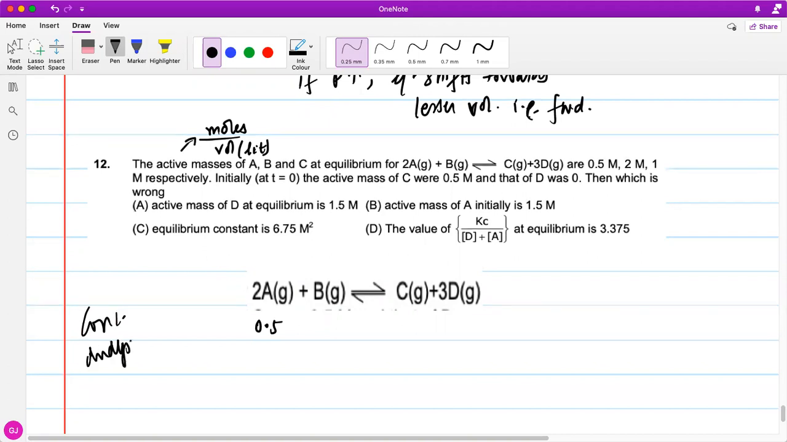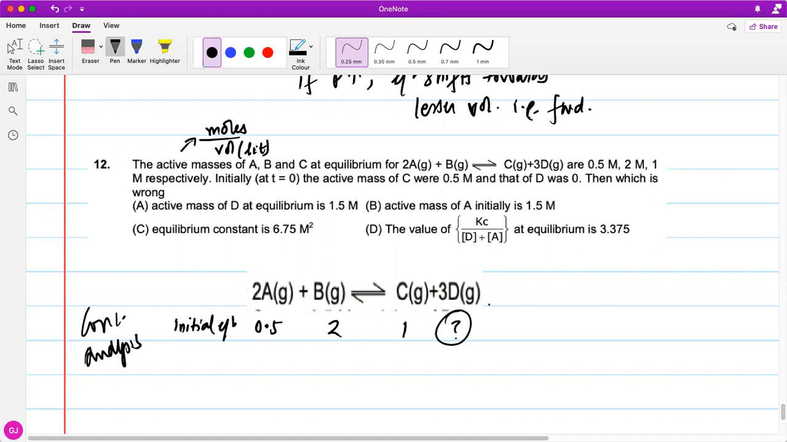So let's write down this concentration analysis. You have an initial equilibrium. This is 0.5. That of B is 2 and C is 1. What about D? We don't know. It's definitely not 0. Don't put it as 0. Why can't you put it as 0? Because the initial equilibrium data is given, right? How can you have no D if equilibrium is established? There has to be some amount of D so that equilibrium is there. So definitely don't take it to be 0. It is some unknown value.